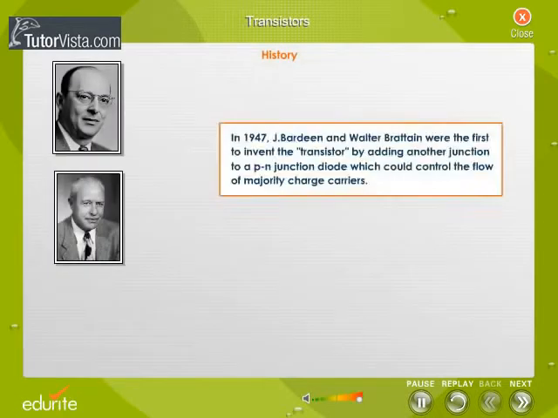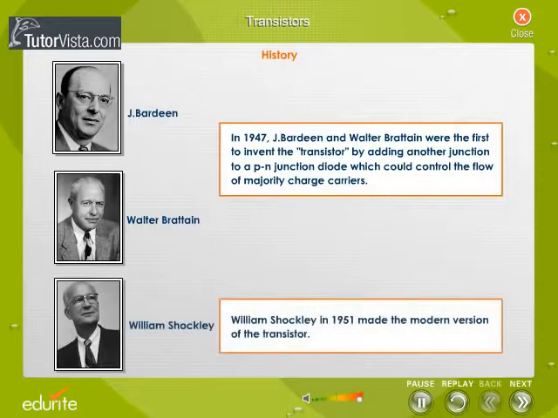In 1947, J. Bardeen and Walter Brattain were the first to invent the transistor by adding another junction to a p-n junction diode which could control the flow of majority charge carriers. William Shockley in 1951 made the modern version of the transistor.